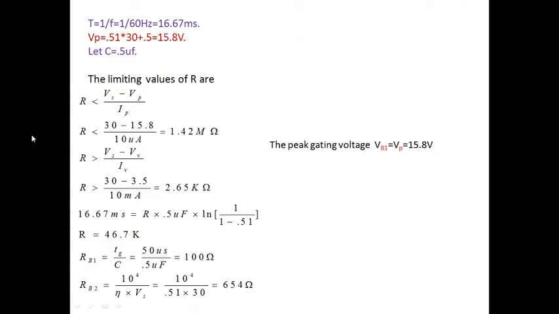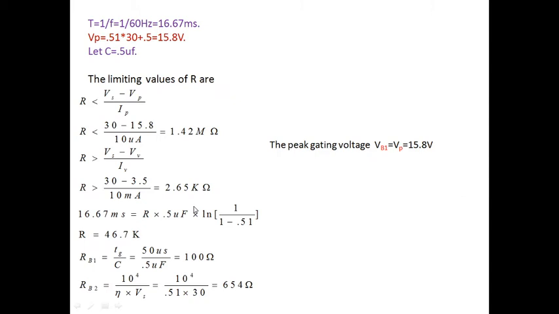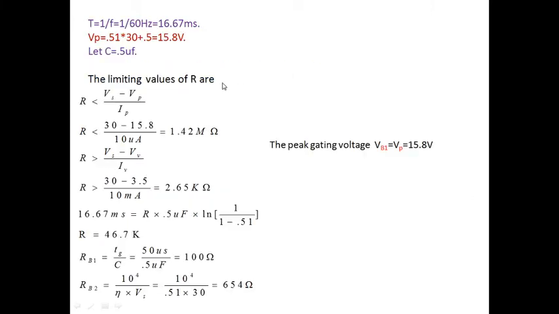We learned already R should be less than Vs minus Vp divided by Ip, and R should be greater than Vs minus Vv divided by Iv. First, R should be less than (Vs minus Vp) by Ip. Vs is given, Vp is not given, but we can calculate Vp. The formula is eta into Vs plus Vd. Eta, Vs and Vd are given, so Vp we have calculated. By substituting that Vp here, Vs is 30, Ip is 10 microamps, so R should be less than 1.42 megohms.